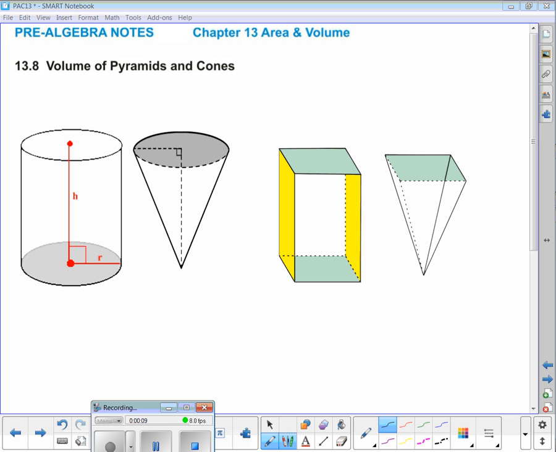All right, you don't have this in your notes. We'll get to your part in a moment. I just want to get you to think here as we start the aspect of volume. So this is volume of a cone and volume of a pyramid.